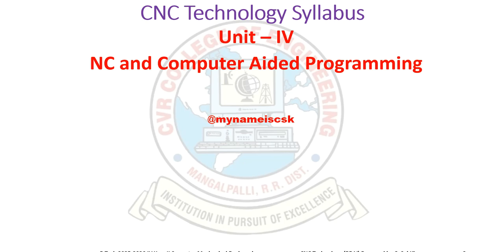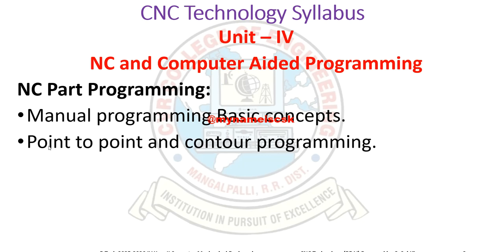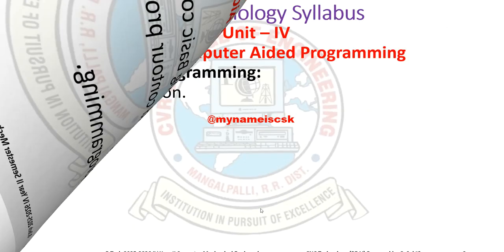Hello all, in this video we'll be learning about the fourth unit of CNC technology, which is nothing but NC programming and computer part programming. First, NC part programming: manual programming basics we have to learn. Next, what is meant by point to point and contouring programs. Then CAN cycles, how the CAN cycles are implemented. Next, parametric programming, what is meant by parametric programming, etc.